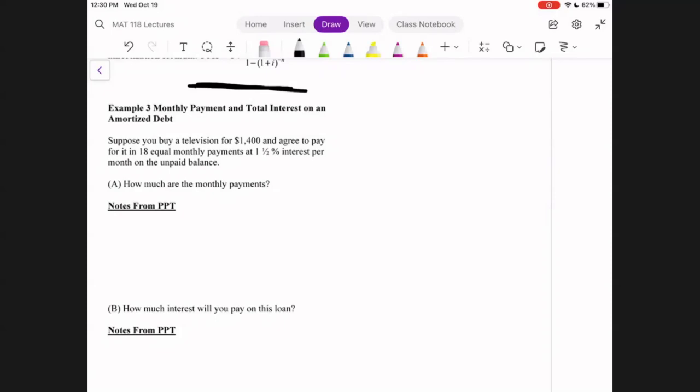So suppose you buy a television that's $1,400 and agree to pay it off in 18 equal months. So you're purchasing a TV for this much. That is the present value. 18 equal months, so this is already your n, because it says how many equal monthly payments. And this says 1.5% interest per month. This doesn't say compounded monthly, so this already gives you the I. So 1.5 is 1.5%, and then you convert that to a decimal by dividing by 100. So everything's already there. You just have to use the right formula.